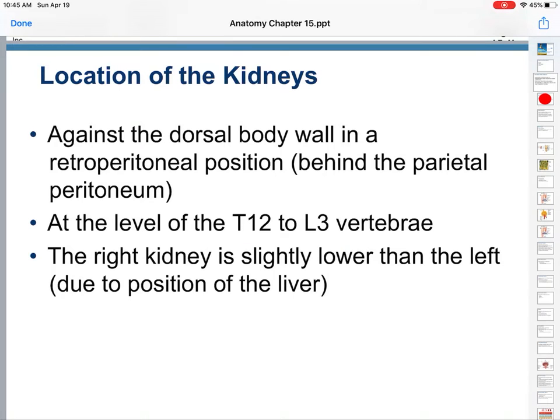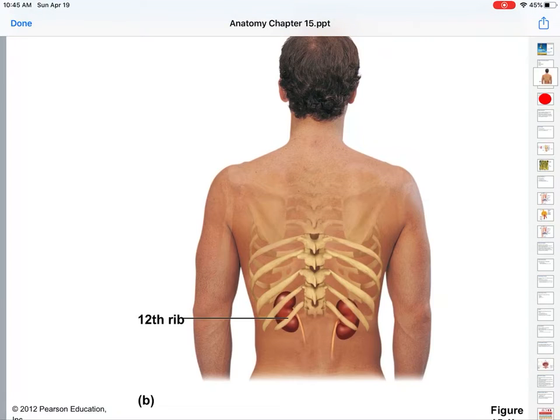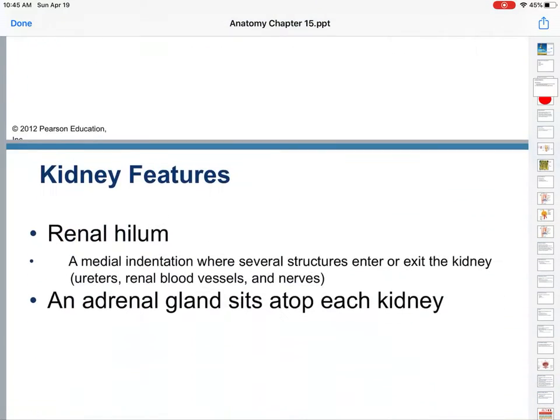At the level of the T12 to L3 vertebrae, bottom of the thoracic, top of the lumbar. The right kidney is slightly lower than the left due to the position of the liver. You'll notice they're not exactly level. The right kidney is slightly lower than the left.